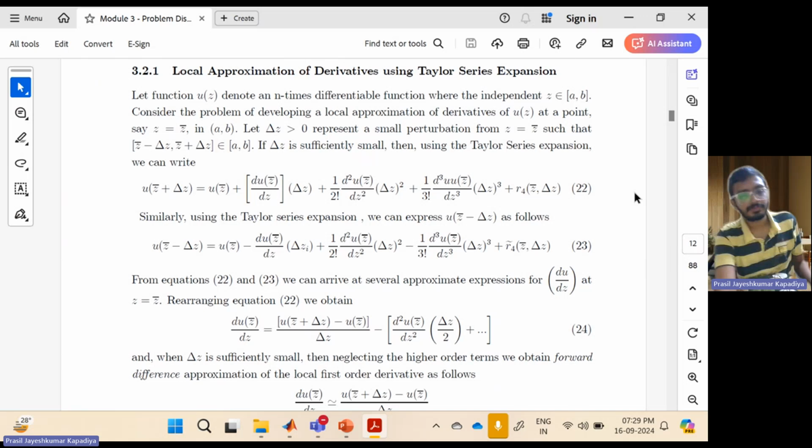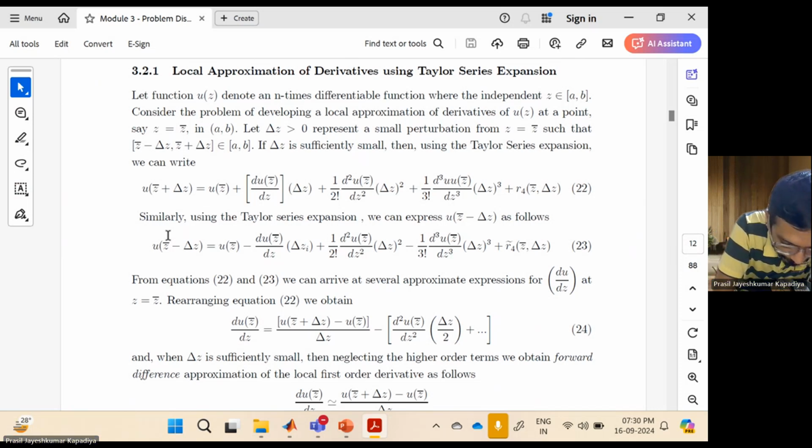In the finite difference method, I find u at z plus delta z, which is equal to u of z plus du by dz times delta z, plus 1 by 2 factorial d square u by dz square times delta z whole square, then 1 by 3 factorial d cube u by dz cube times delta z whole cube, like that. And let's say I'm writing it now backwards. I want to find it at a backward point. Let's say I want to find it at z minus delta z.